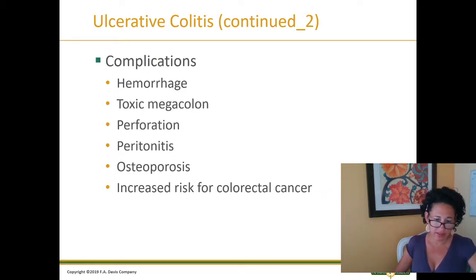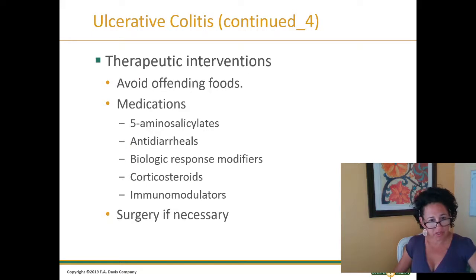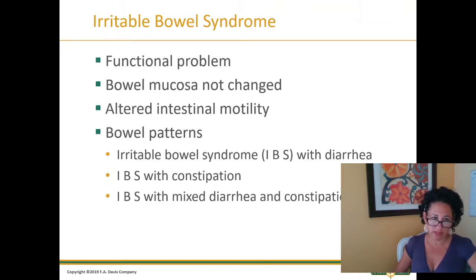Complications, okay. Diagnostic tests: CBC, stool specimens, electrolytes. Okay, these are what you're going to see for ulcerative colitis. Therapeutic interventions: medications, offending foods, surgery if necessary. Okay, nursing diagnosis possibilities here are acute pain, diarrhea, fluid deficit disorders, anxieties, impaired skin integrity. Yes, because the diarrhea is very acidic. Ineffective nutrition, less than body requirements. So, yes. Irritable Bowel Syndrome, or IBS, quite commonly known.